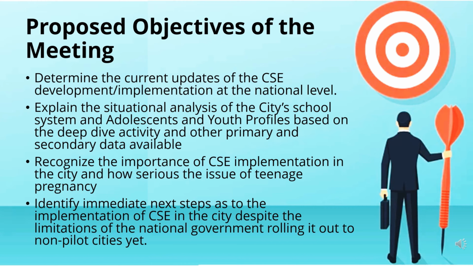4. Number of students that are city residents and non-residents, and migrants, if available. 5. Number of students become pregnant or first-time parents while in school in the current year and in the past 2 years if available. 3. Recognize the importance of CSE implementation of the city and how serious is the issue of teenage pregnancy. 4. Identify immediate next steps as to the implementation of CSE in the city despite the limitations of the national government rolling it out to non-pilot cities yet.